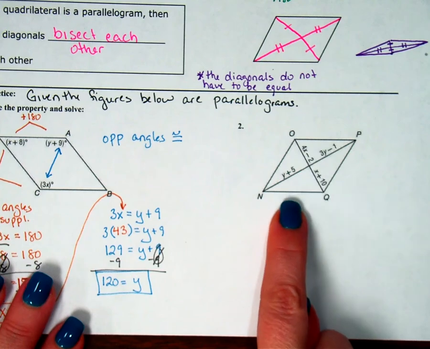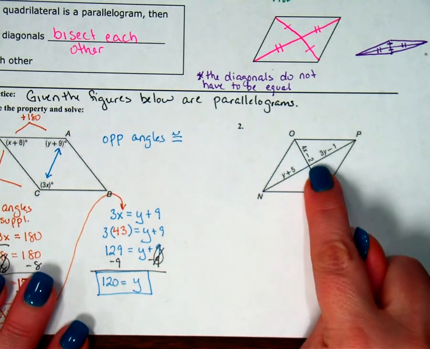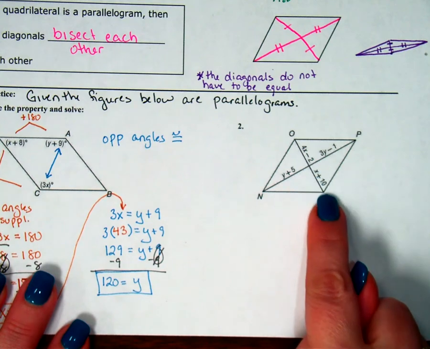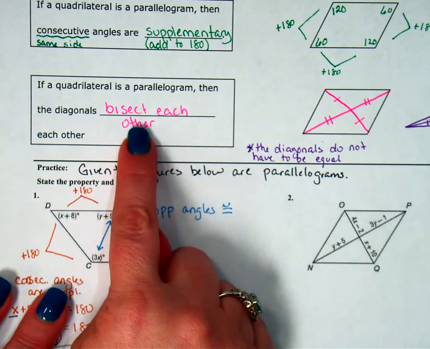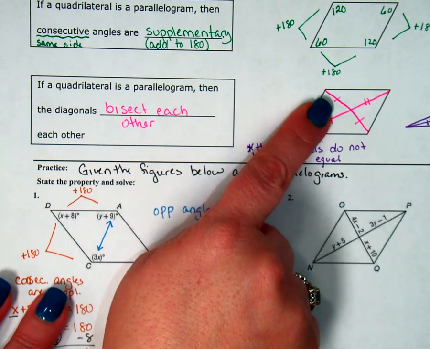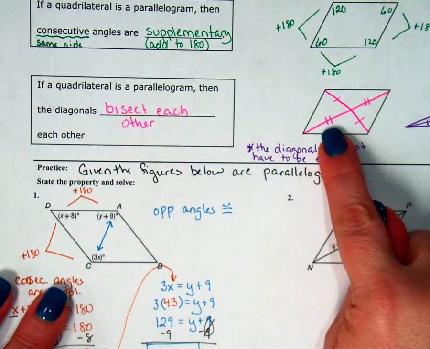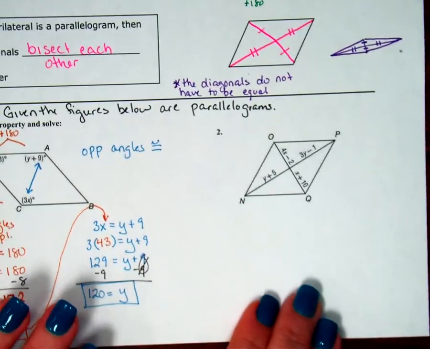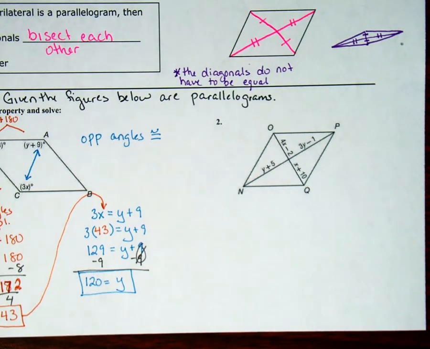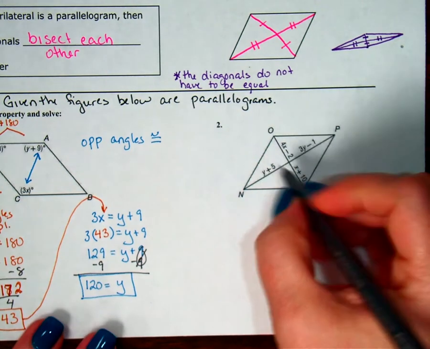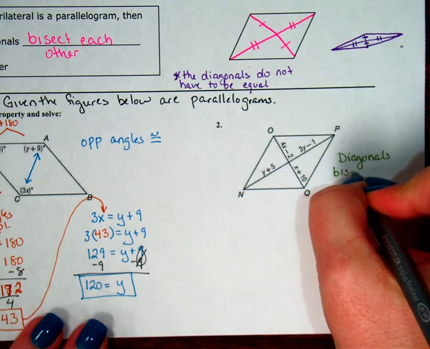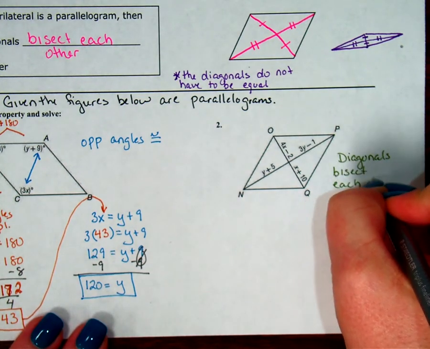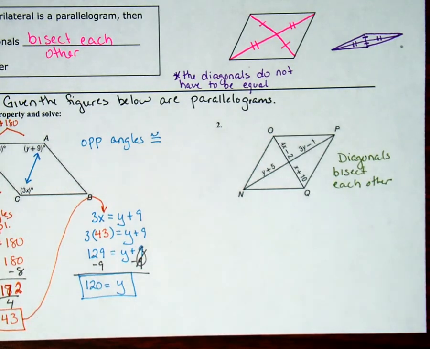Given that this is a parallelogram, I have information about the pieces that make up the diagonals. The only property we had that talked about diagonals was this last one that said my diagonals bisect each other. So I know these two pieces will equal each other, and I know these two pieces will equal each other. So the property that I'm using is that diagonals bisect each other. Okay, so that's the property that I'm going to be using.